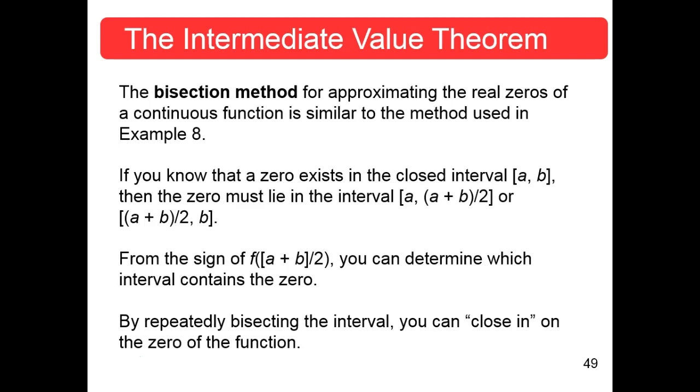In fact, they say here the bisection method for approximating the real zeros of a continuous function is similar to the method used back in this example 8 one we just did. If you know a 0 exists on the closed interval from a to b, 0 to 1, then the 0 must lie somewhere in between that. So why not take a middle value, like 0.5? Okay, that was exactly halfway between 1 and 0. That's what this is saying. See what value that is. Okay? Now, let's just do it.